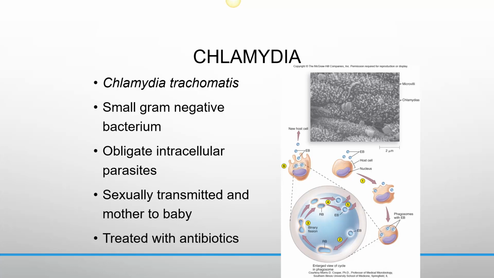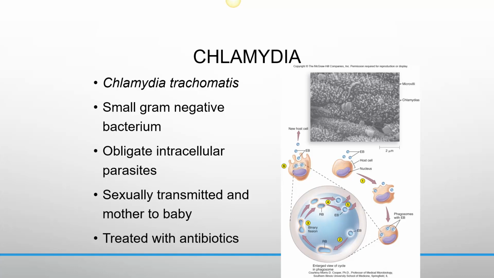And one of the reasons why they thought it was a virus is because when they were growing it in a lab, they needed to grow it inside of an embryo because it was an obligate intracellular parasite. And they didn't think that bacteria could have to live inside of a cell. So now we know it's a bacterium, small gram-negative bacterium. It has to replicate inside of a cell, so it kind of transfers between this RB and this EB.